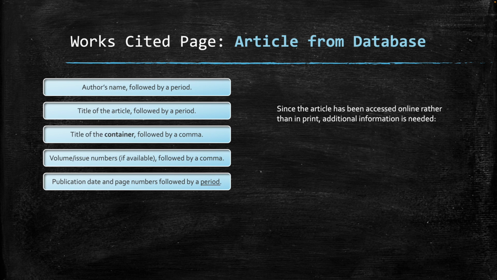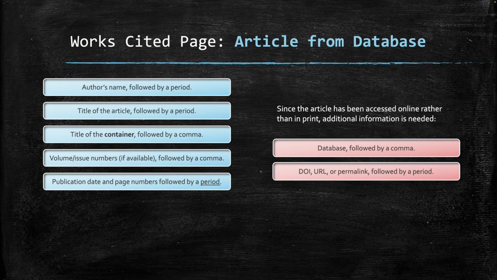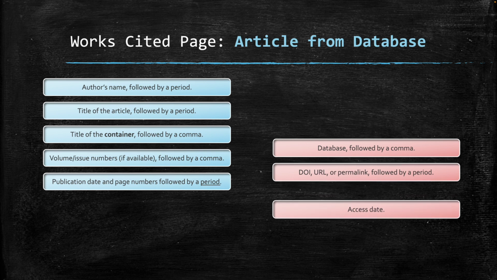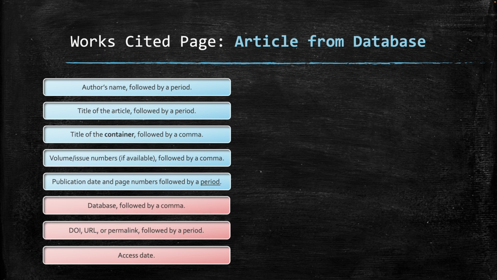So since the article has been accessed online rather than in print, additional information is going to be needed. So we access this electronically. That would be the database followed by a comma, the DOI, URL, or permalink followed by a period, and then the access date. And they all go right after the publication date and page numbers.